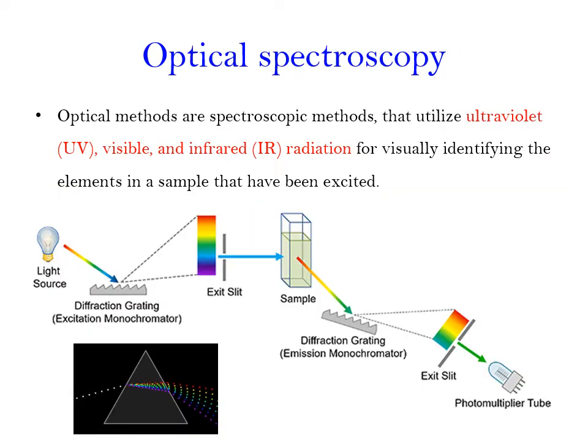So let's see optical spectroscopy specifically. This optical spectroscopy is the general method for characterizing the optical properties of coatings, such as reflectance and transmittance in the region of the electromagnetic spectra. So these optical spectroscopic techniques utilize either the ultraviolet light or the visible spectrum or infrared radiation for visually identifying the elements in the sample that have been excited.